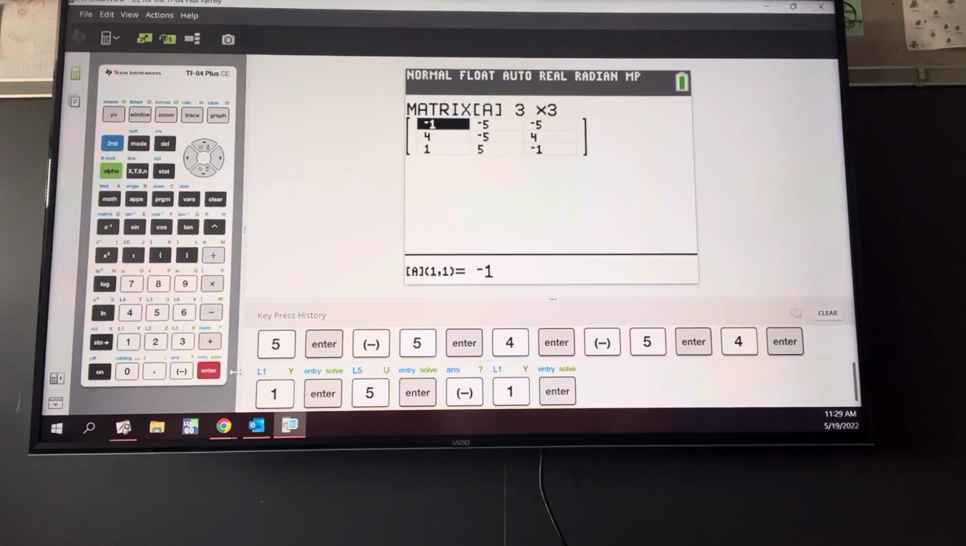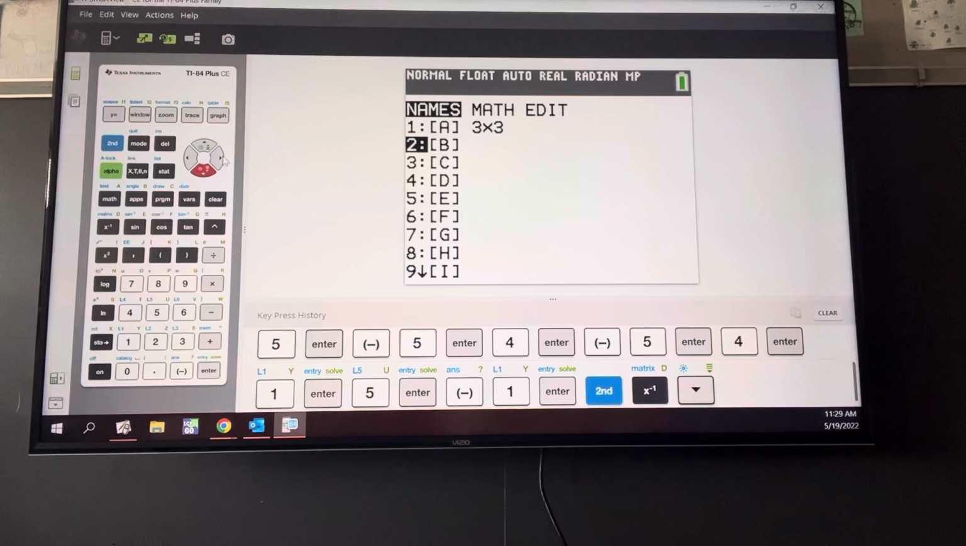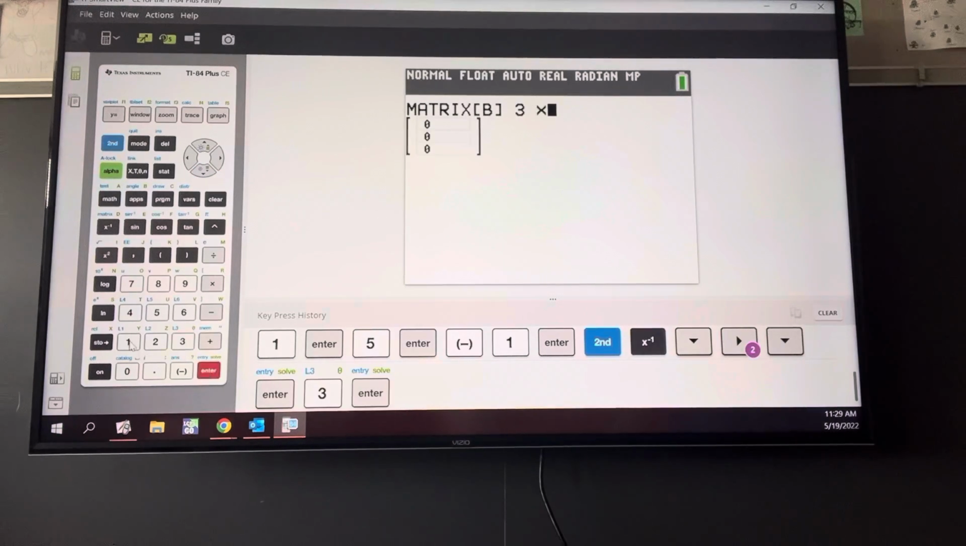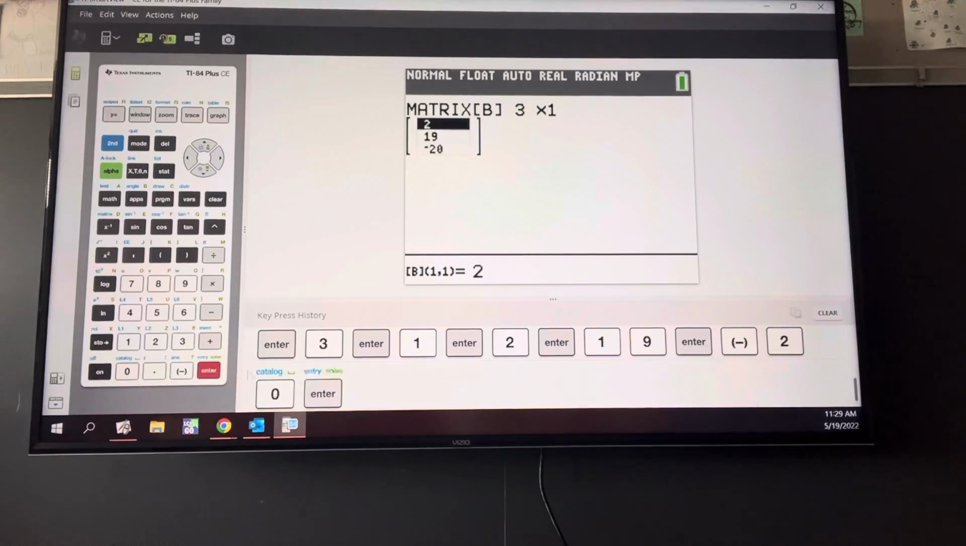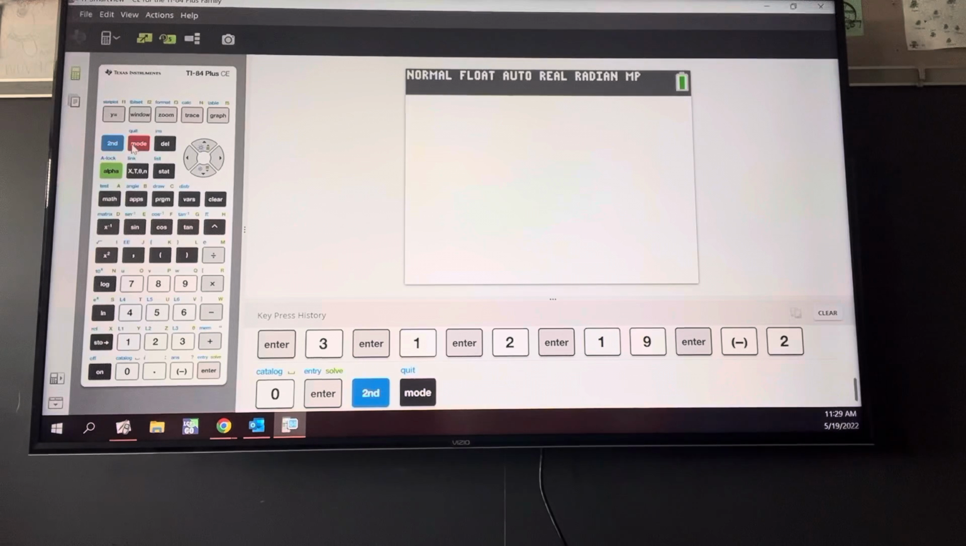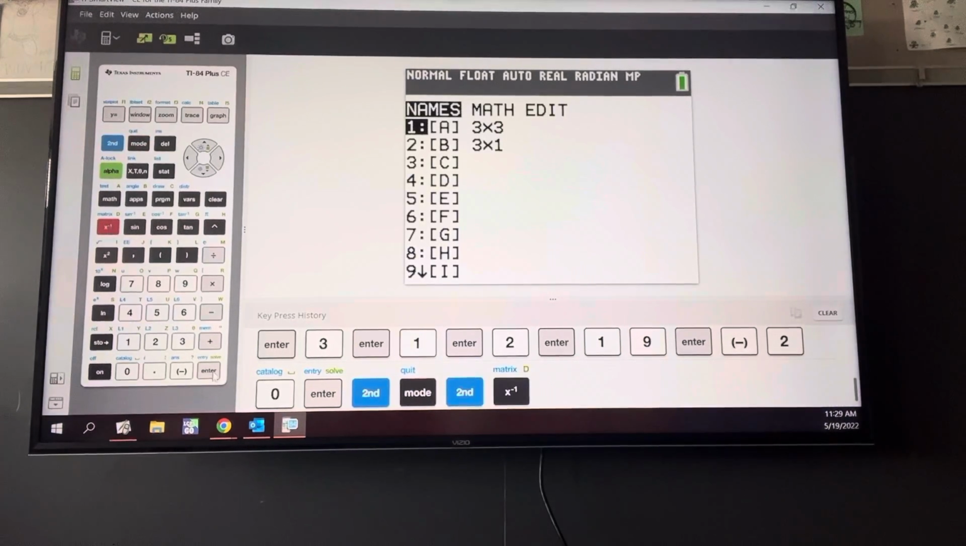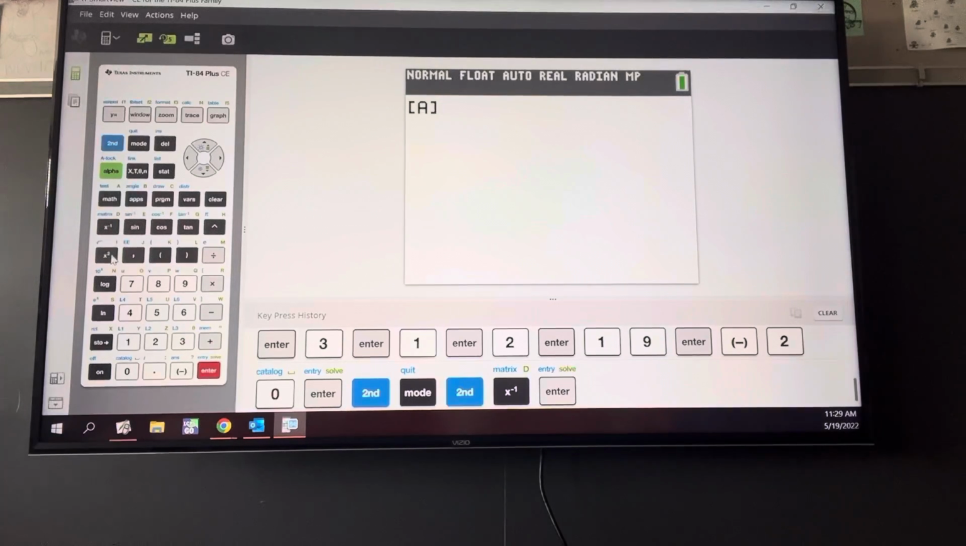That looks good. Okay, now I'm going to input my values for matrix B. And matrix B is a 3 by 1. And those values are 2, 19, and negative 20. Now I'm just going to go back to the home screen and do the inverse of A. So that's going to be matrix A. I need the name. And then push the inverse button, which is x to the negative 1. Boom. Times matrix B.